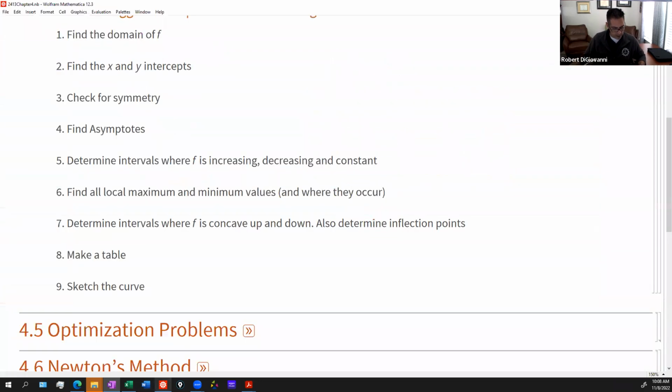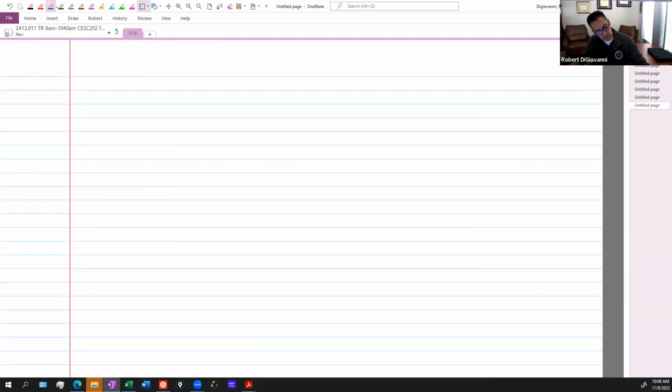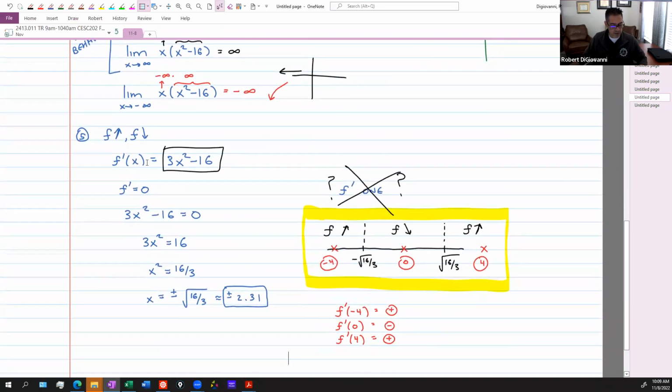All right, so let me go back here. So 6, I'm skipping the local max and mins. I'm moving to where it's going up and down. So 7, I want to figure out where the graph goes up and where the graph goes down. Concave up, sorry, concave up, concave down. So I need to take the derivative again, don't I? The second derivative, so here's my first derivative. The derivative of this is just 6x. Very nice derivative.